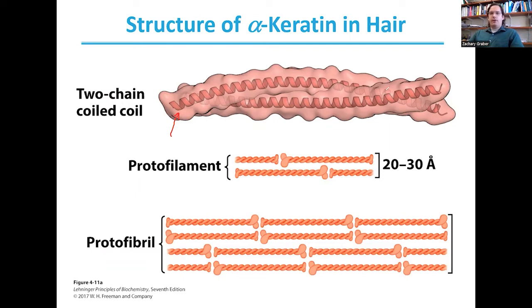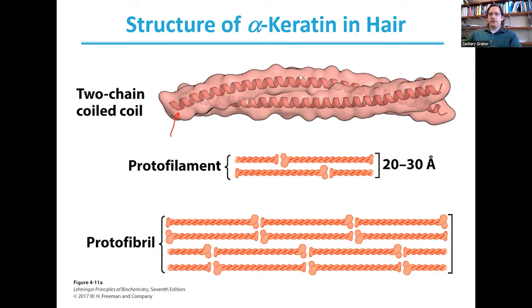So we have this very long helical structure, but then we actually take two of our alpha helices and coil them together to make this two-chain coiled coil, right? So we have the coil of our alpha helix, and then we're coiling it together with another alpha helix to form an even stronger structure.